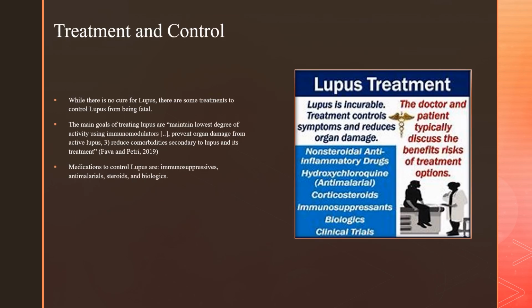Treatment and control. While there is no cure for lupus, there are some treatment options to control lupus from being fatal. The main goals of treating lupus are maintaining the lowest degree of activity using immunomodulators, preventing organ damage from active lupus, and reducing comorbidities secondary to lupus and its treatment. Medications to control lupus are immunosuppressives, antimalarials, steroids, and biologics.